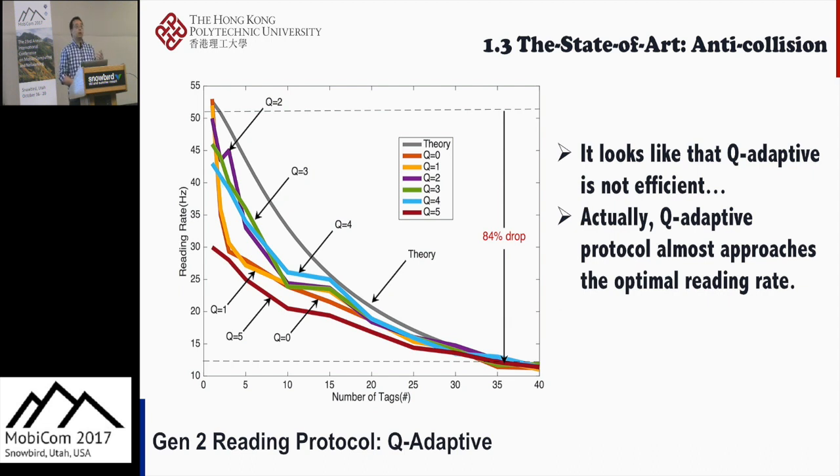We conducted an experiment on the efficiency of the Gen2 protocol, called Q-adaptive. We can see that Q-adaptive is not so efficient, because when the number of tags increases to over 20 or 30, and the reading rate, defined as the number of tags read per second, drops by 80%.